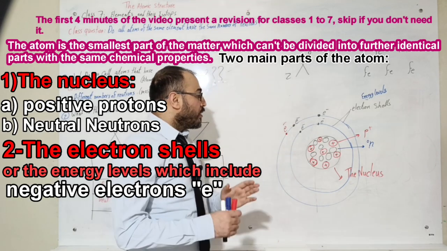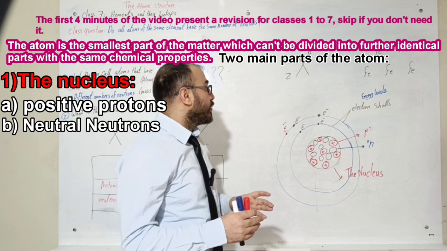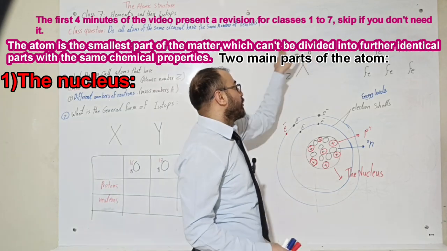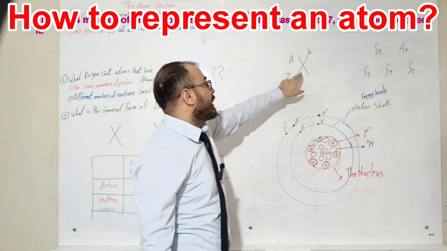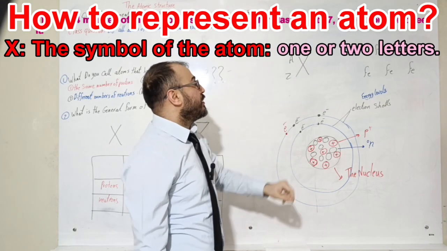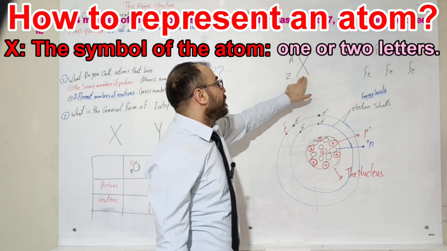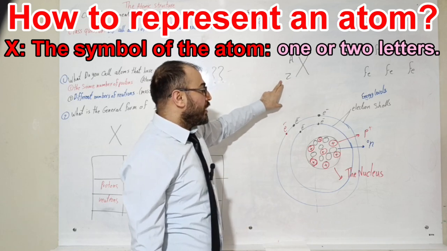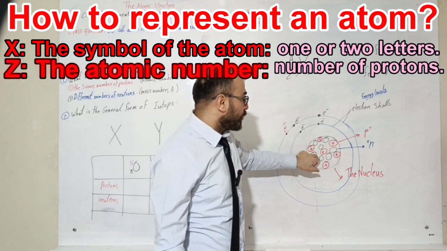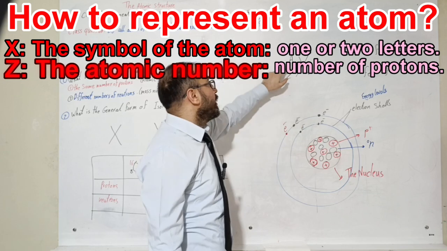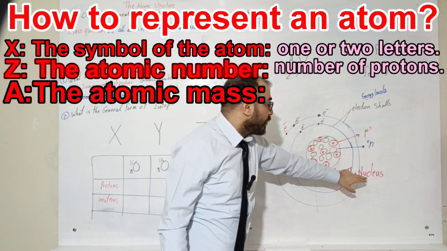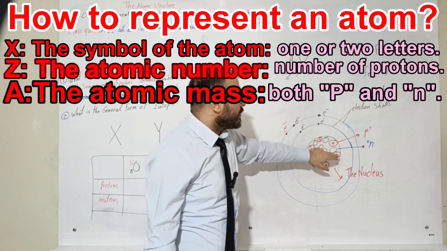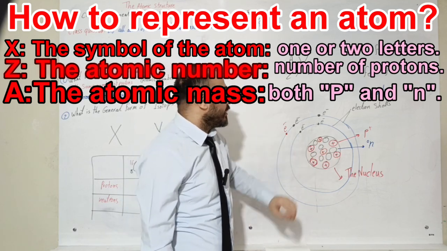Then we said if we want to represent any atom in the world, we can use this general form. This general form has three numbers and inside 1 or 2 letters. Here the symbol of the atom. Here Z is the atomic number, which represents the number of protons inside the nucleus. And here we have the atomic mass, which represents the number of protons and neutrons together inside the nucleus.